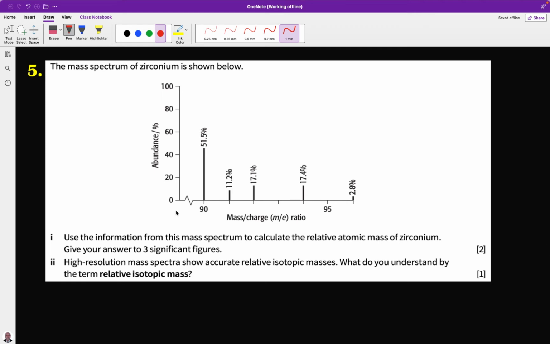Question number 5 still has to do with the mass spectrometer, isotopes, and how you can calculate the relative atomic masses and everything like that. So let's get to the point.